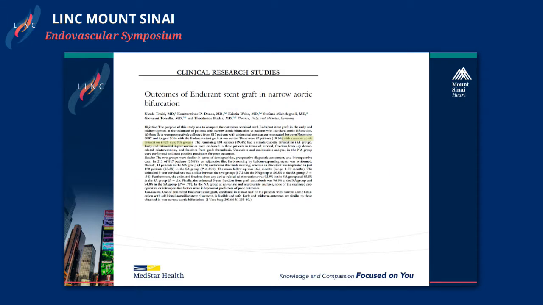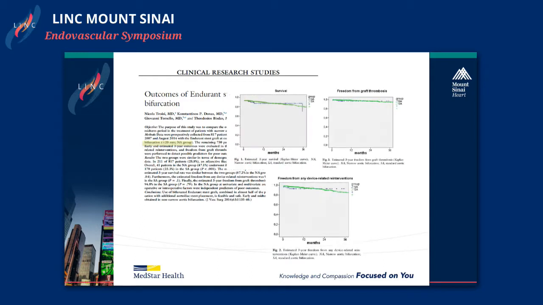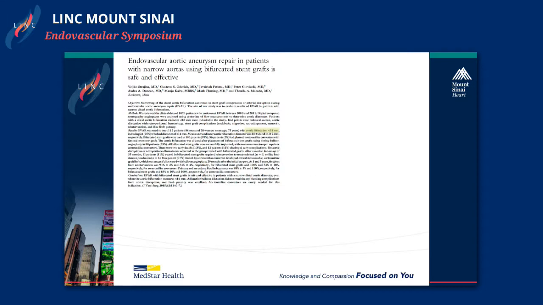Conversely, this was a paper that looked specifically at a modular bifurcated device, the Endurant device, in patients with a narrow aortic bifurcation, 20 millimeters or less. And when they compared the 2 groups, there was no difference in patency between the standard aortic bifurcation versus the narrow aortic bifurcation. And in this paper, they looked at the narrow aortic bifurcation again and bifurcated devices.